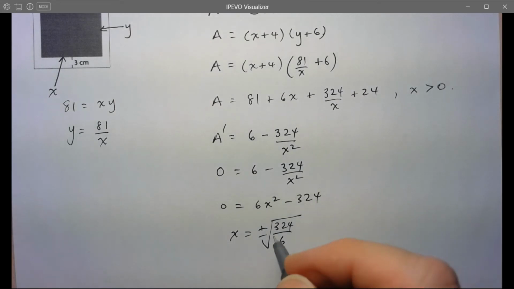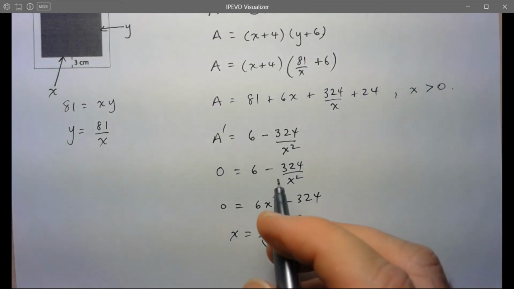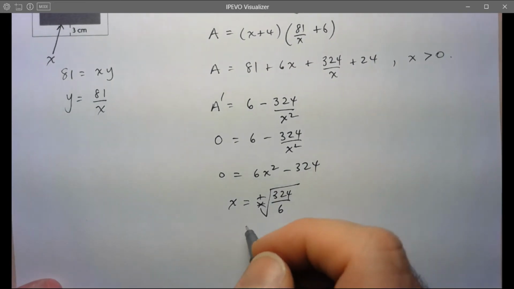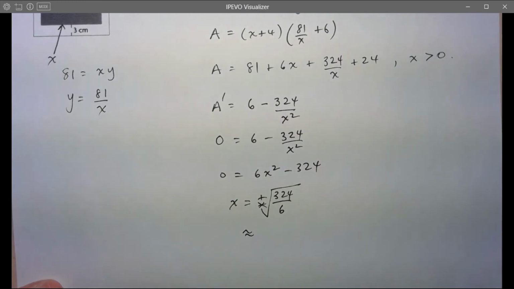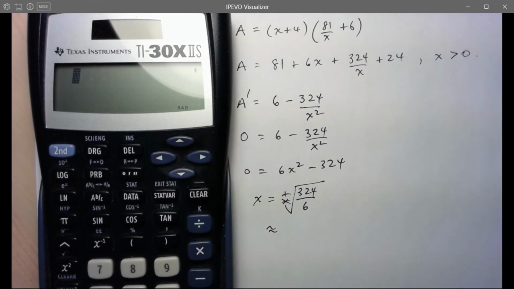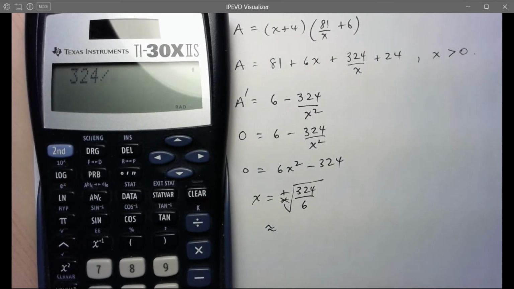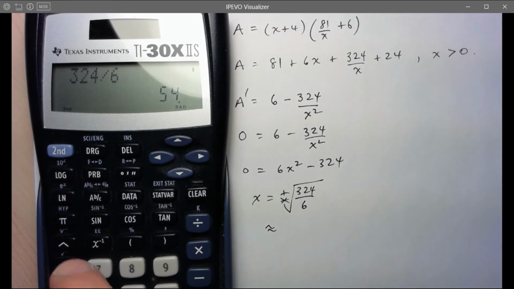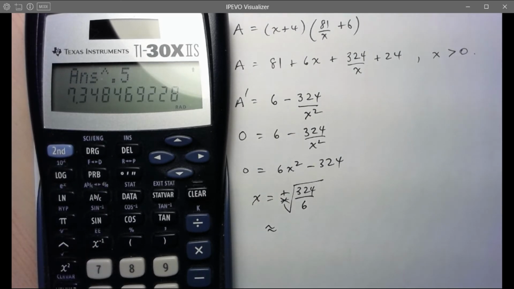And of course, since x is a measure of length, I don't want the negative one. This is an application question, so we'll find an approximation. So 324 divided by 6, and then the square root of that. Sorry, I'm going to do exponent 0.5, and we get 7.35.